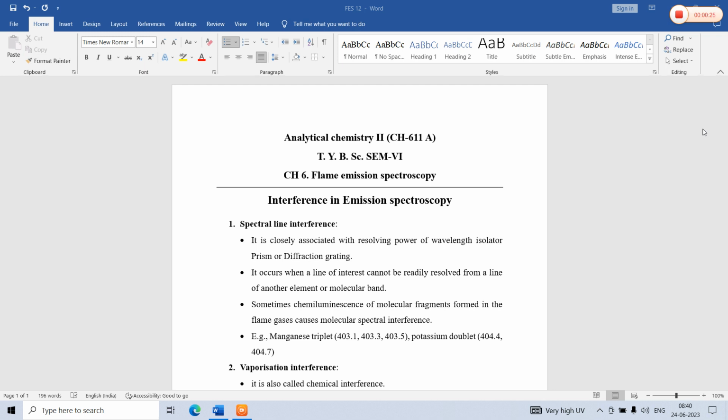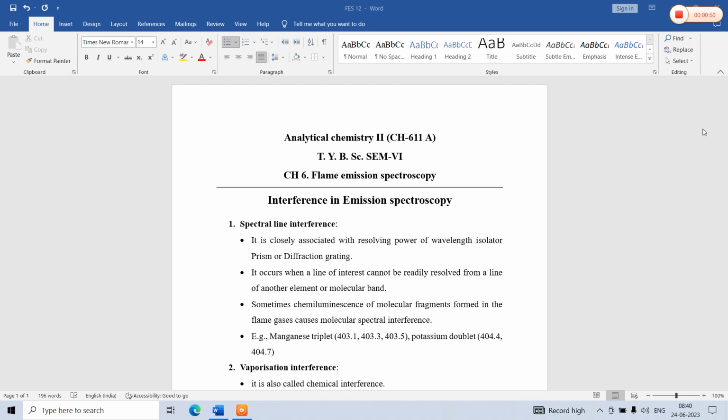Now in this lecture we are going to study the interference in emission spectroscopy. In previous lectures about flame emission spectroscopy we have already learned about its principle, its working, some instrumentation, and how the measurement is carried out. Now the interferences in emission spectroscopy.